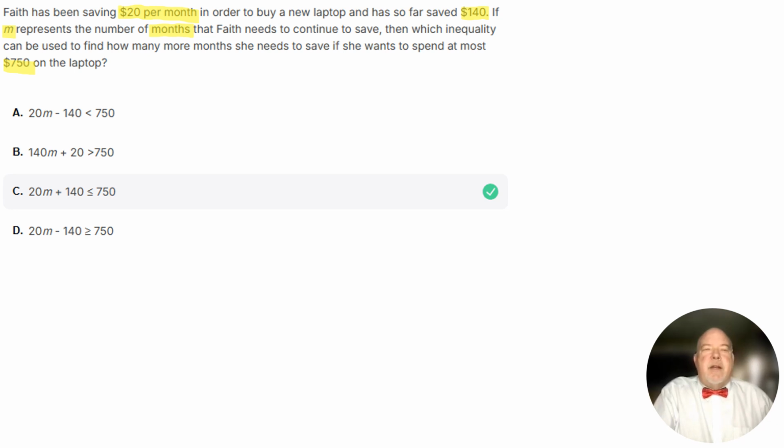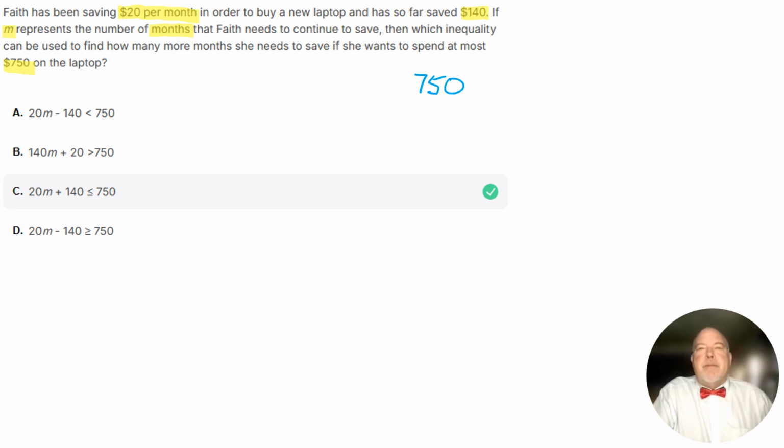So when I write an equation or an inequality, I like to start with the end. And so the end of the story here is the $750 that she wants to save, right? 750. And notice this says it's an inequality. And the reason it's an inequality is because it says she wants to spend at most $750 on the laptop.